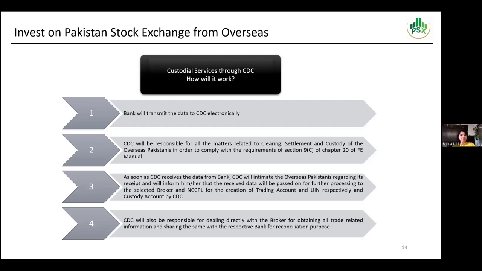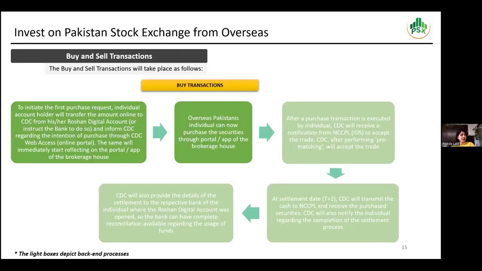For any buy and sell transactions, all you need to do is initiate the first purchase request. Once you transfer the money into your Roshan Digital Account, you inform CDC this has been done through the app or the portal. You make the trade, and then you can just opt for trading with the click of a button. At the back end, the purchase transaction is executed by CDC. At the settlement date, that is the date of the trade plus 2, CDC will notify you regarding the completion of your settlement process.